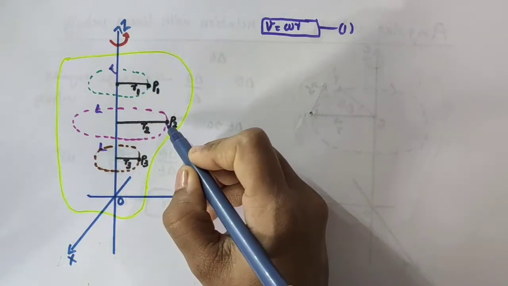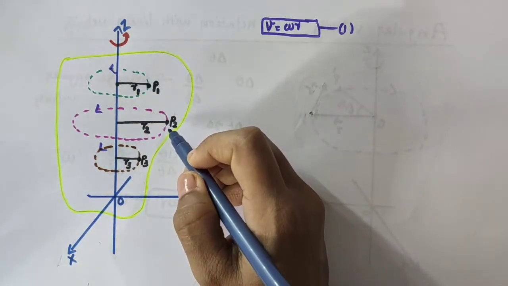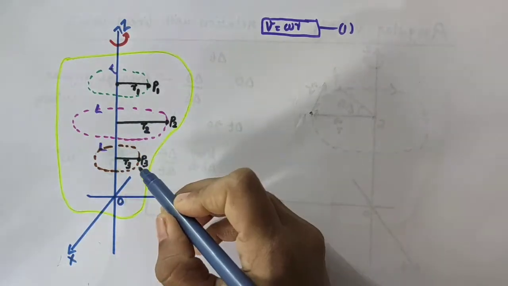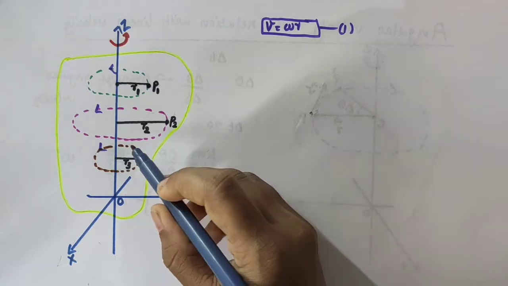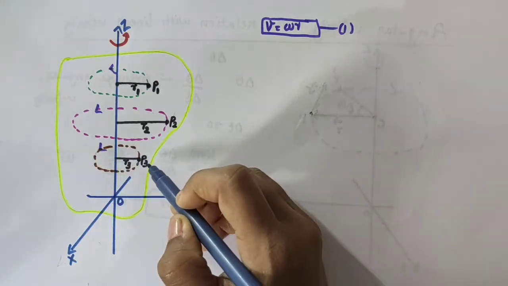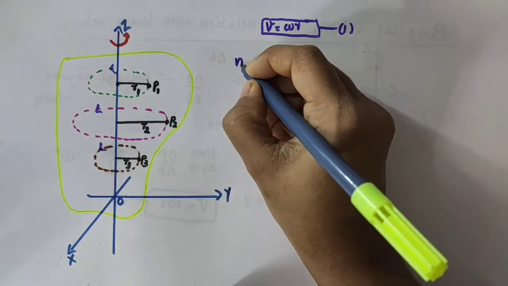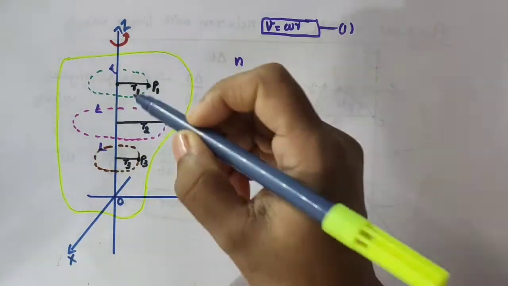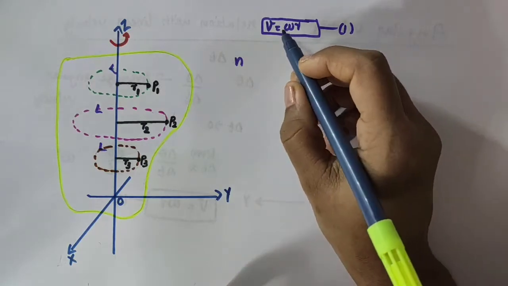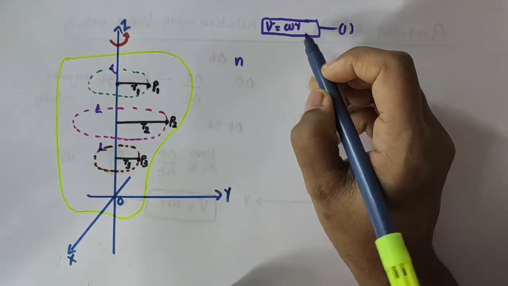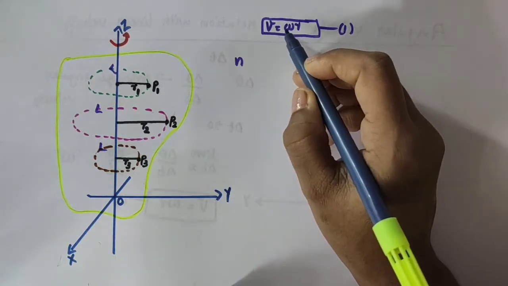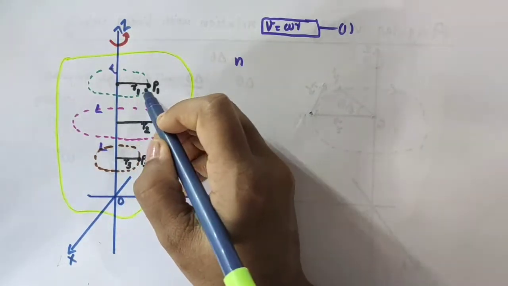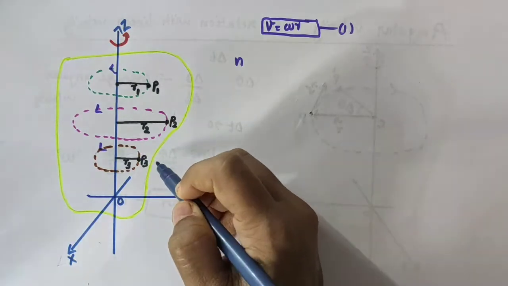You can consider a particle here at P2. It describes a circle of radius R2. Or you can consider a particle here at P3. It describes a circle of radius R3. Similarly, you can consider n number of particles on this rigid body, and to all these particles we can apply the equation v is equal to omega r, where v is the linear velocity, omega is the angular velocity, and r is the radius of the circle described by that particle on rotation.